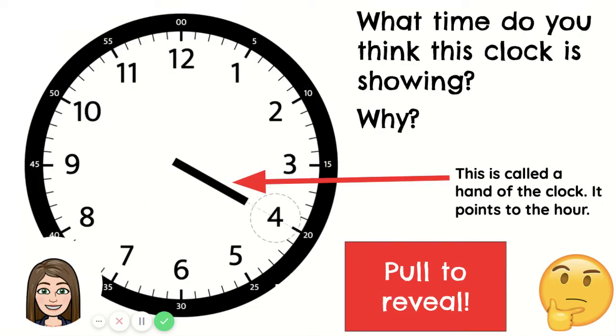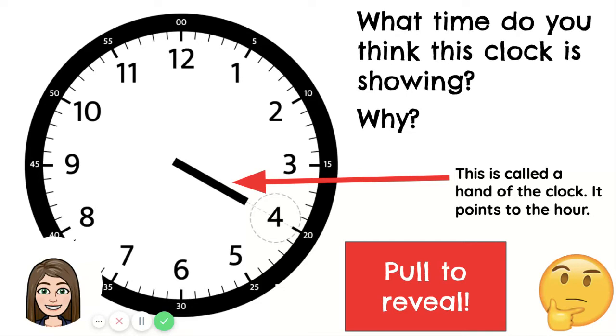Take a look at this clock. The red arrow is pointing to a hand. What is the name of this hand? Turn and tell someone near you. If you said this is the hour hand, you are correct.